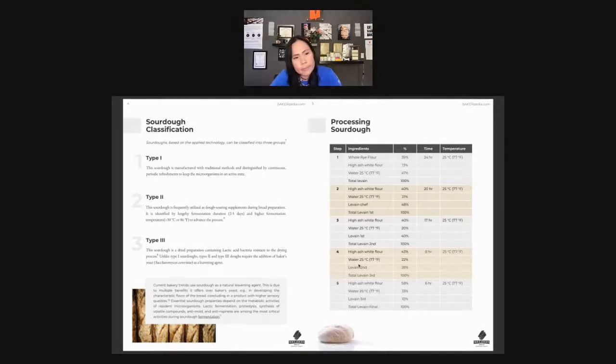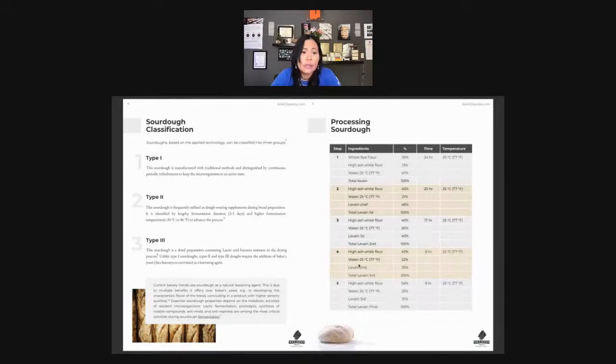Okay. The second type of sourdough is frequently utilized as a dough souring supplement during bread preparation. It is identified by lengthy fermentation duration, which is 2 to 5 days, and a higher fermentation temperature to advance the process. And the third type of sourdough is a dry preparation containing lactic acid bacteria, or LAB, resistant to the drying process. Unlike type 1 sourdoughs, type 2 and type 3 sourdoughs require the addition of baker's yeast as leavening agents.